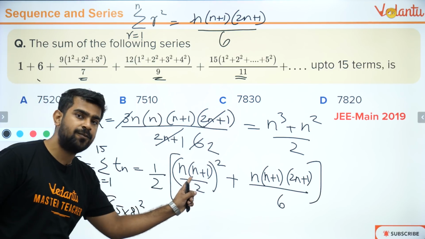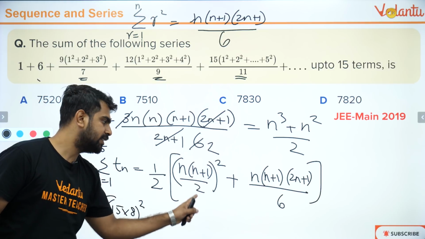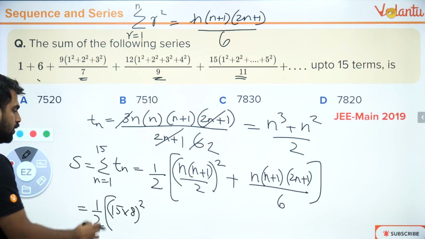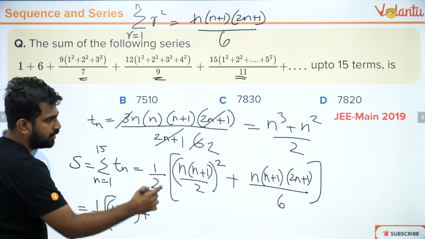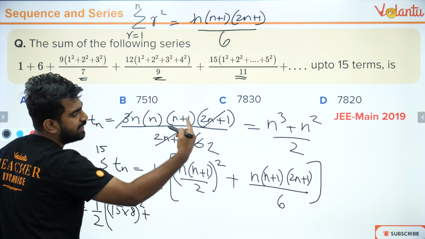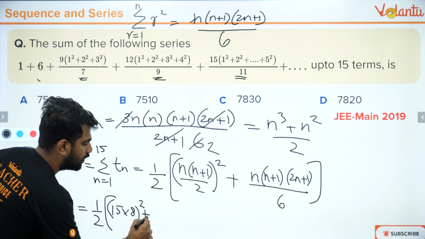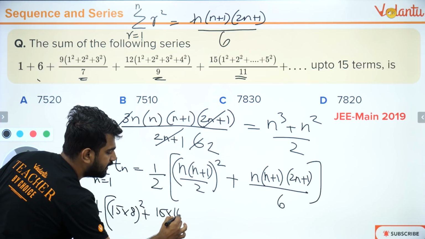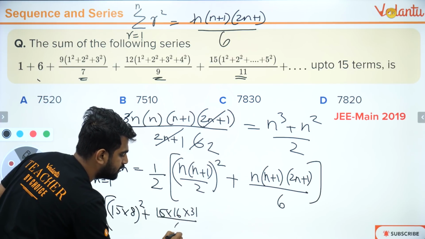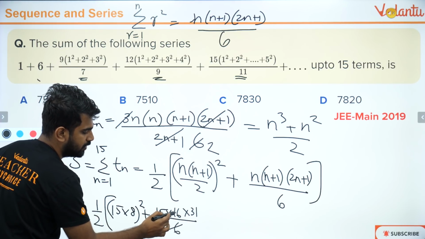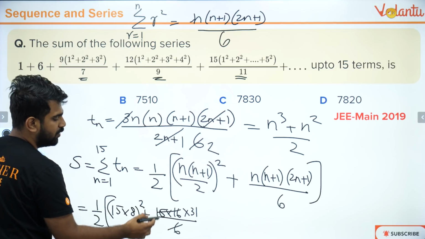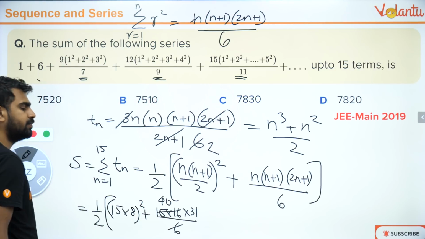Because if I put n as 15, 15 plus 1 is 16. 16 by 2 is 8. So 15 into 8 the whole square plus 15 into 16 into 31 by 6. So this will be how much? 15 into 16 will be 240. 240 by 6 will be 40.